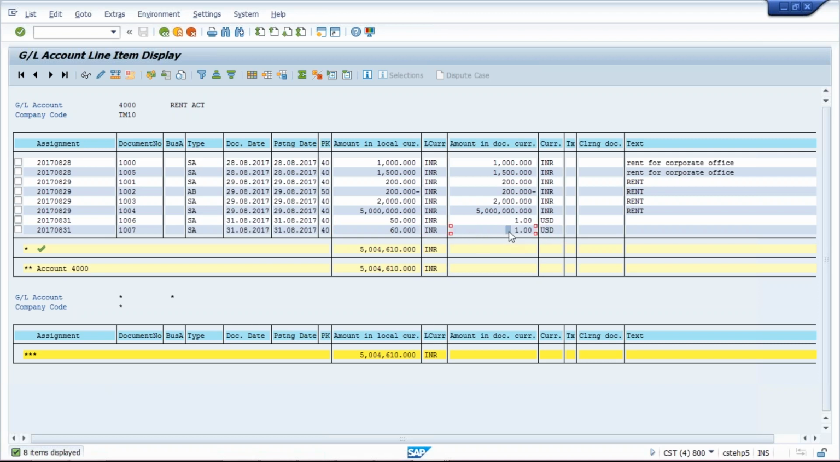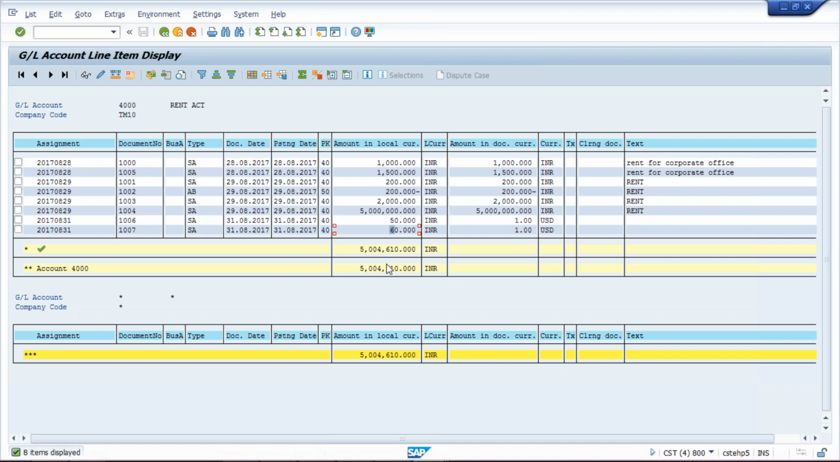The moment you have posted transaction in foreign currency, system has converted automatically this value in local currency, and system has made the total in your local currency itself, because here we cannot make total. Why? Because some amounts are there in INR, some amounts are there in USD. So if you calculate total here, then this will not be a correct figure. The correct figure is this one.